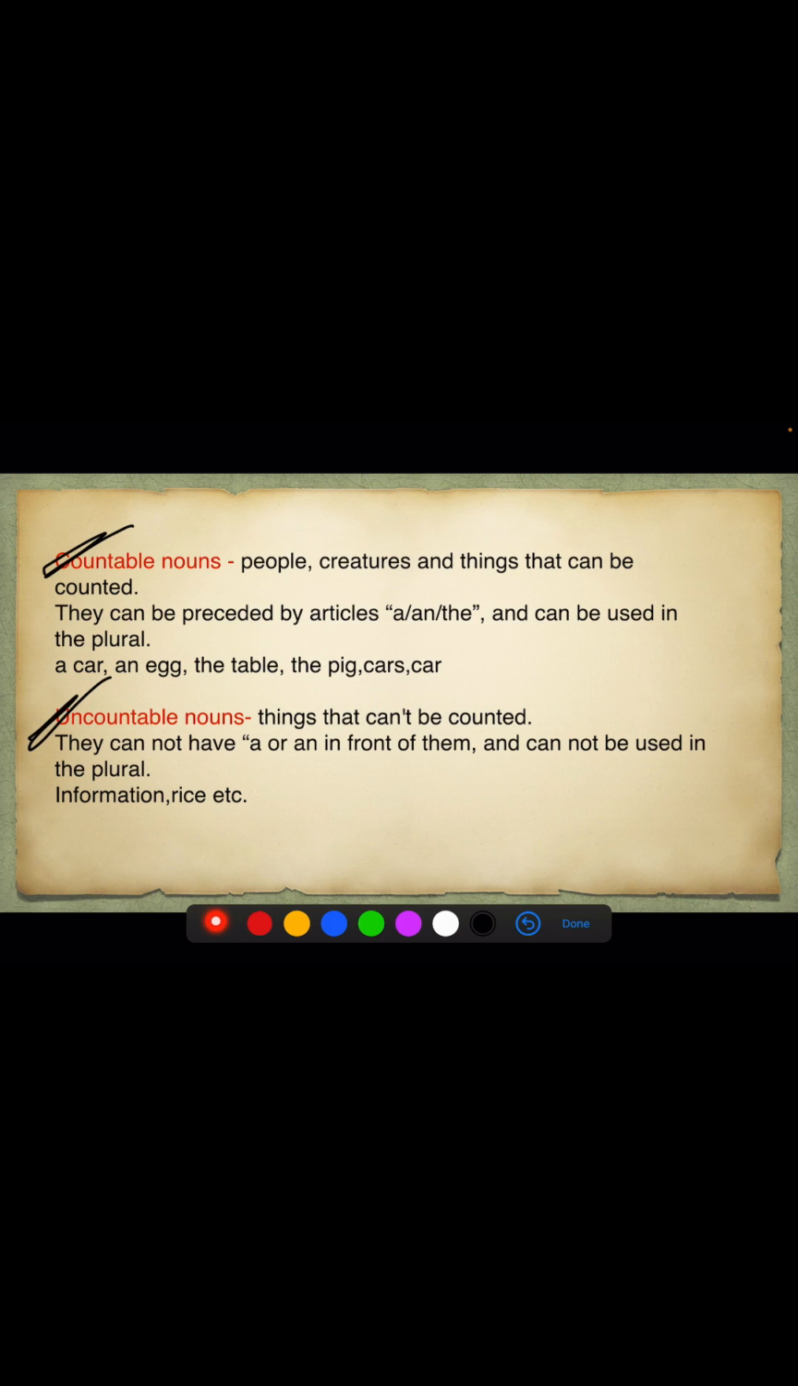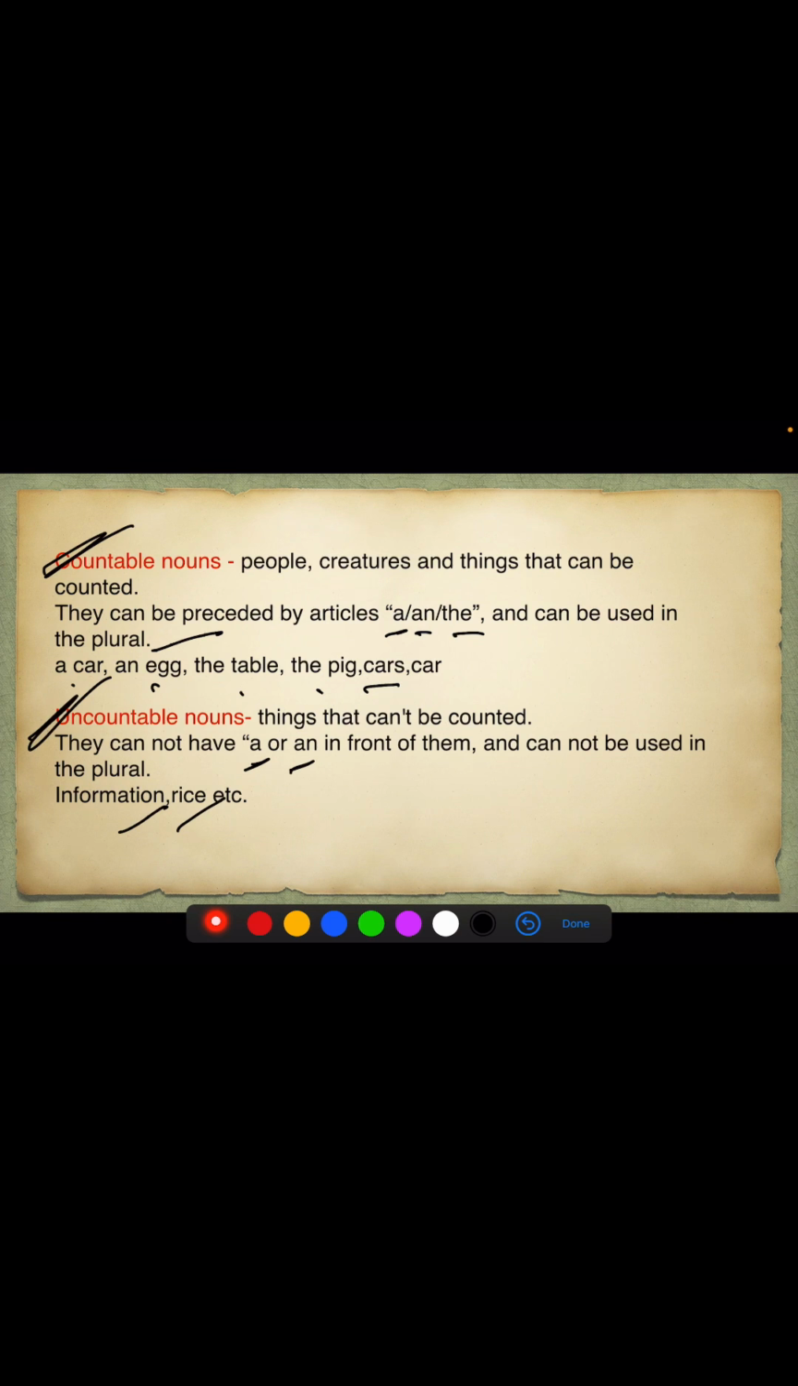Now there are countable nouns and uncountable nouns. Countable nouns are those which can be counted, and they can be preceded by the articles a and the, and can be used in plural form. For example, a car, an egg, the table, the pig, cars and so forth. Uncountable nouns are those that cannot be counted, and they cannot have a or an in front of them and cannot be used in the plural form. For example, music, advice, information, and so forth.